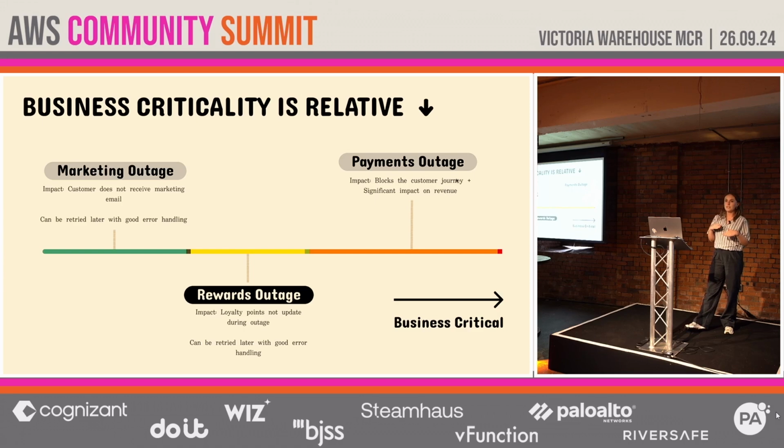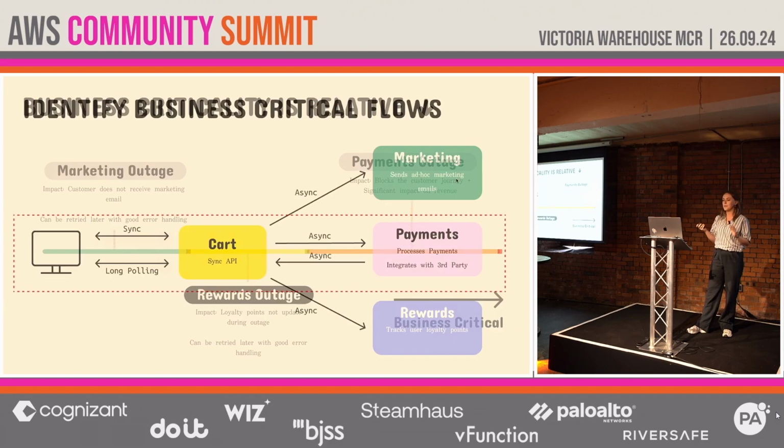A rewards outage, which might be VIP points, is not great. That's probably medium, because when the customer pays, if everything doesn't get updated in rewards, then the customer might be confused when they go back to the page and see that the points haven't updated. So there's a small customer impact, but it's still not that bad. And then, of course, a payments outage is terrible, because we're not going to be able to take payment, which is the main thing that the business wants. So at this point, we're thinking, okay, we need to test the payments outage, so let's have a look at that flow.